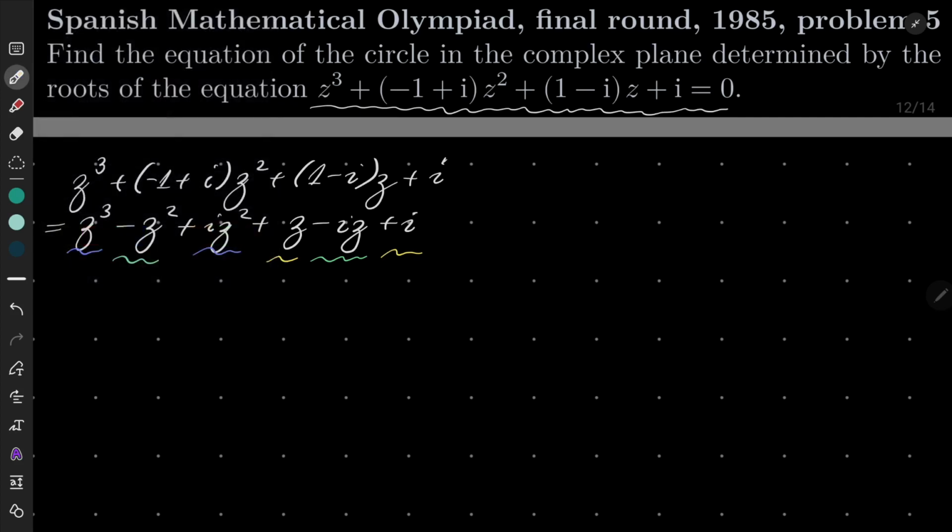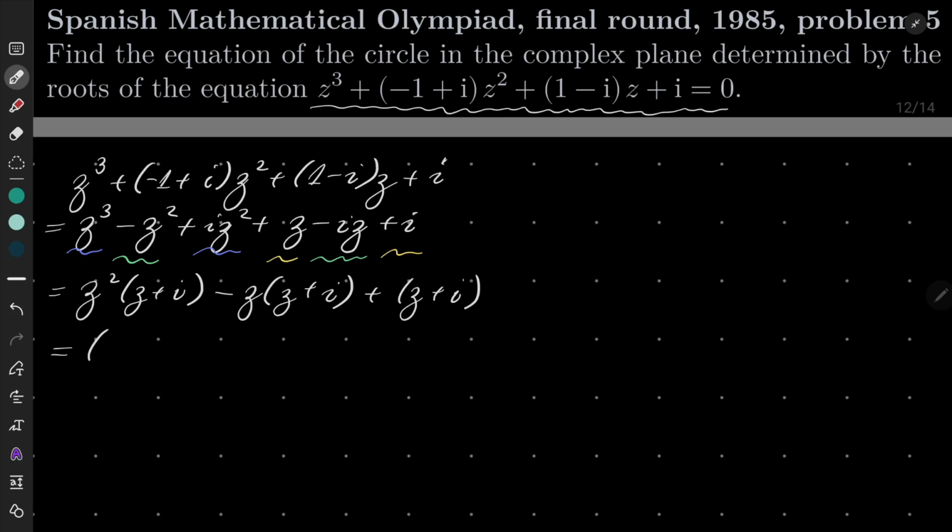And what do we get? We get z cubed plus i times z squared, which is z squared times (z plus i). Then the other terms, minus (z plus i) plus (z plus i). Let's write it in parentheses. And now we see a common factor: (z plus i) times (z squared minus z plus 1).